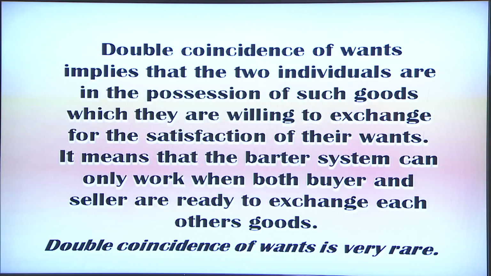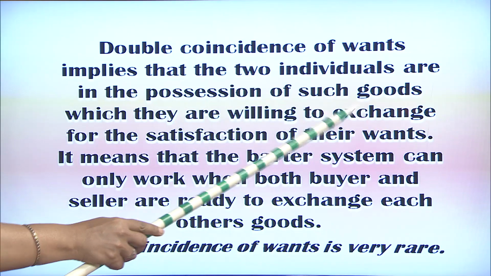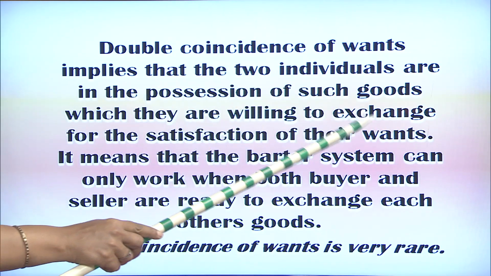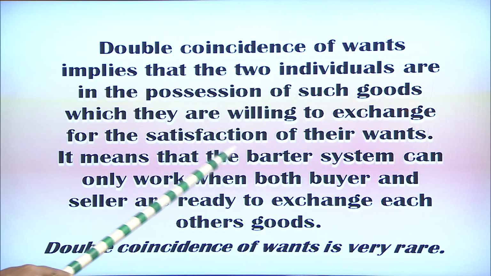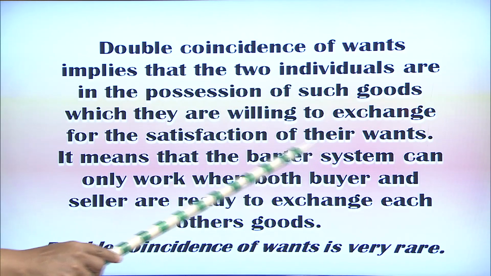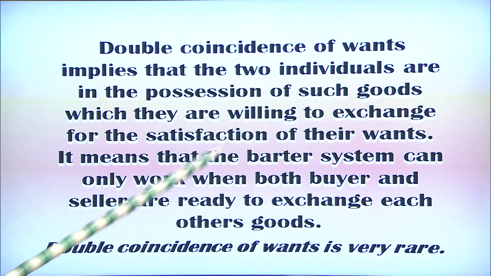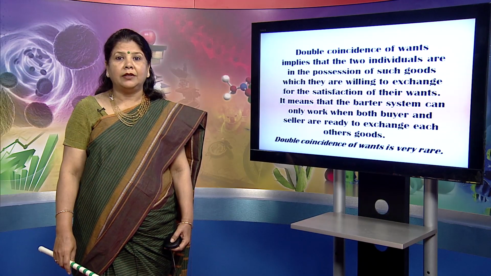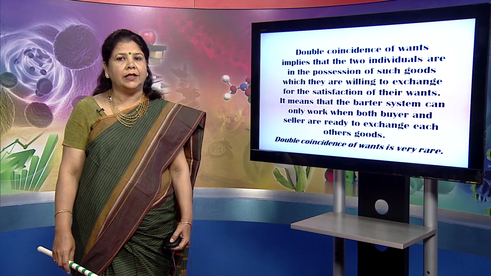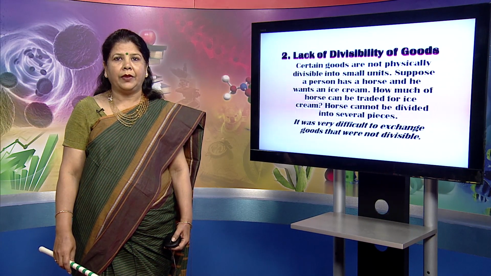The double coincidence of wants implies that the two individuals are in possession of such goods which they are willing to exchange for the satisfaction of their wants. It means that the barter system can only work when both buyer and seller are ready to exchange each other's goods. Double coincidence of wants is very rare.